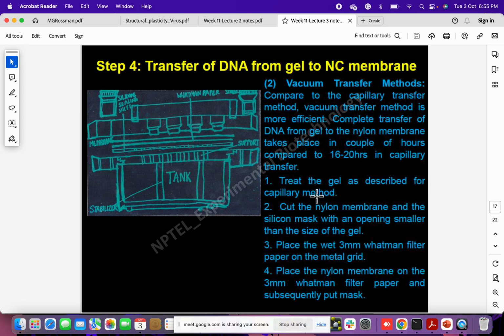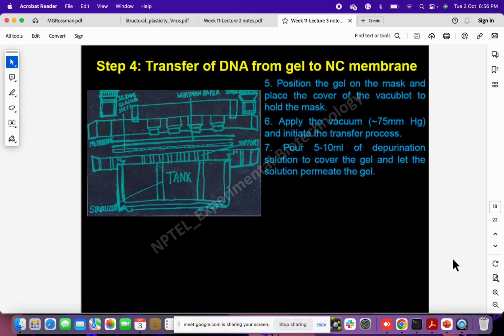Treat the gel as described for the capillary method. Cut the nylon membrane and the silicone mask with an opening smaller than the size of the gel. Place the wet Whatman paper on the metal grate. Place the nylon membrane on the Whatman paper and then subsequently put the mask. Position the gel on the mask and then place the cover of the vacuum blot to hold the mask. Apply the vacuum and initiate the transfer process.